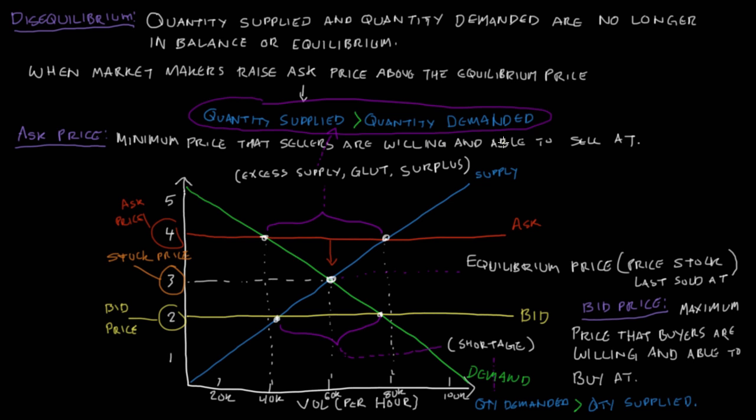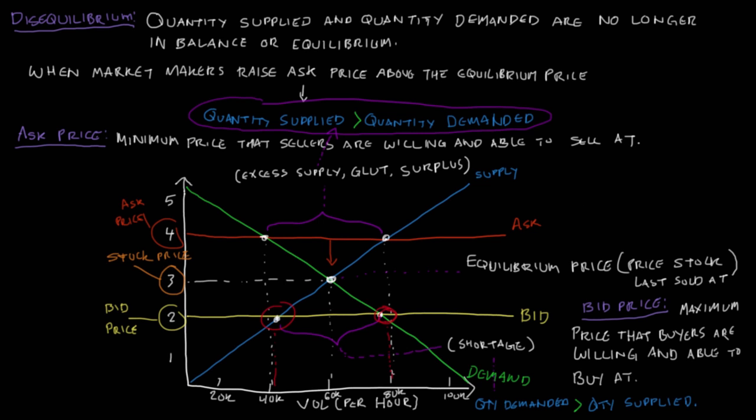In this extreme scenario, if market equilibrium price is set at $3, but market makers set the price of the bid to $2, we look at the corresponding quantity supplied at $2, as well as the quantity demanded at $2, and again, this creates disparity between buyers and sellers.